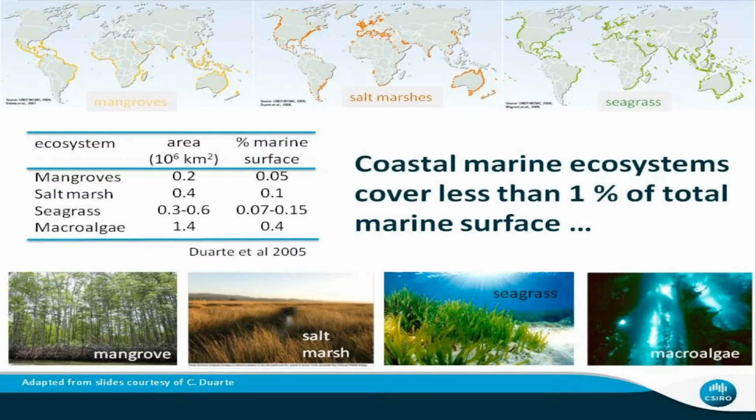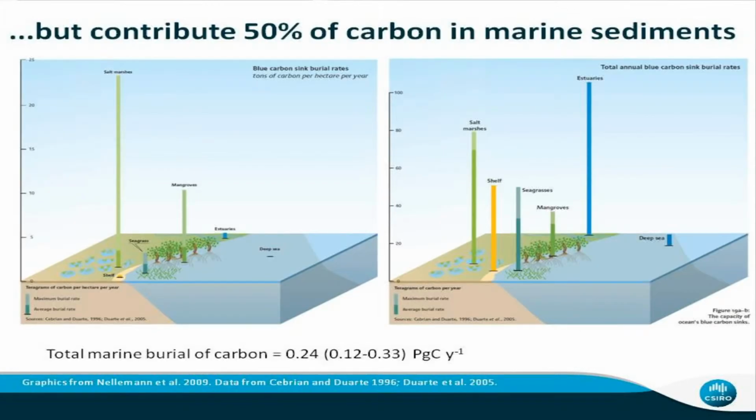Mangroves, salt marshes, seagrasses, and macroalgae, and altogether, these cover less than 1% of the total marine surface. So there is a question: how significant can these actually be on a global scale? And some work's been done to look at that.